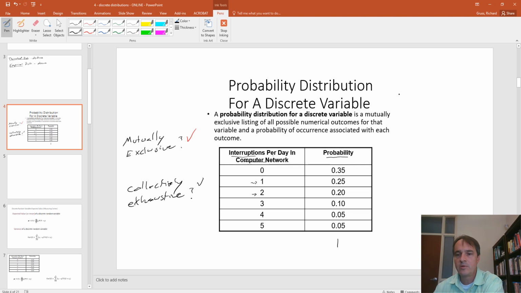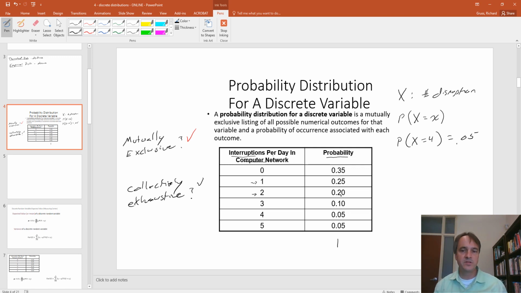So we've got a random variable x, which indicates the number of disruptions. And this gives us a probability that that random variable takes on a certain value. So we know that the probability that x is going to be equal to 4 is equal to 0.05. Okay, so this is just a discrete distribution. So this is just a probability distribution of a discrete random variable. Okay, so really it's just a table.